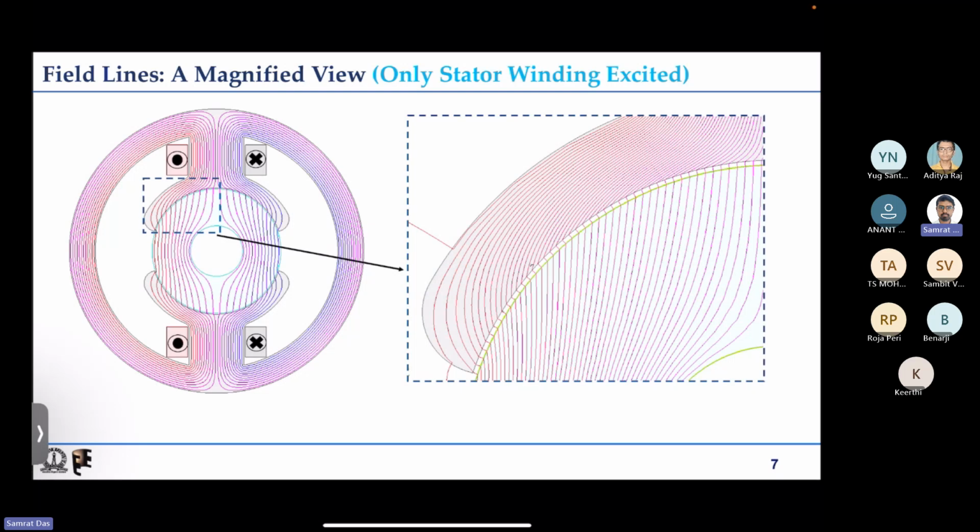the distribution is uniform. So in the iron portion, you can see that this portion has more flux density, this portion has less flux density. But if you look at the air gap, say this line and this line, whatever is the arc length between these two lines, the same distance can be seen for all the lines. That means the B distribution is almost uniform at the air gap.